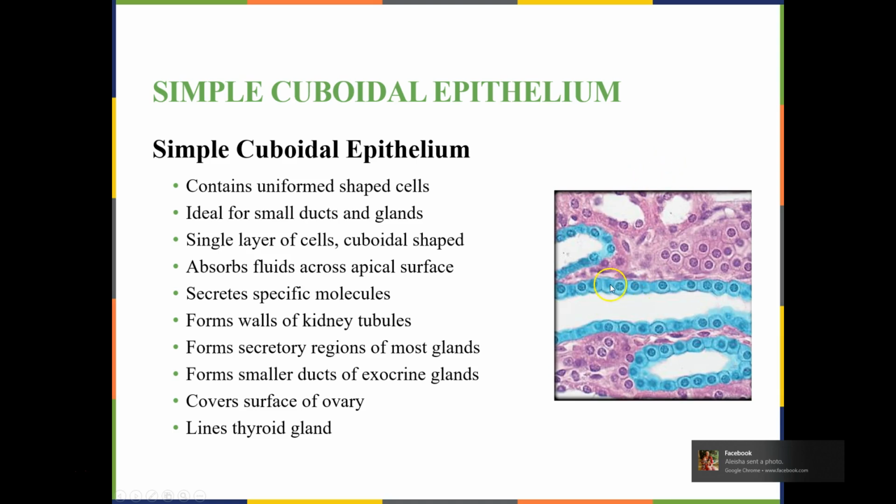Whereas this one is also going to be for secreting materials, potentially diffusion of nutrients, filtration of materials across the surface as well. Your simple epithelium does not tend to be very protective.